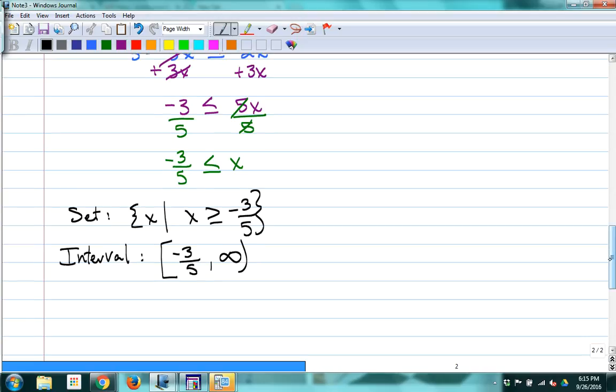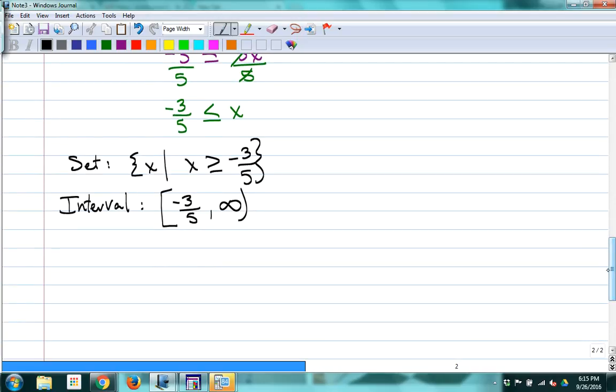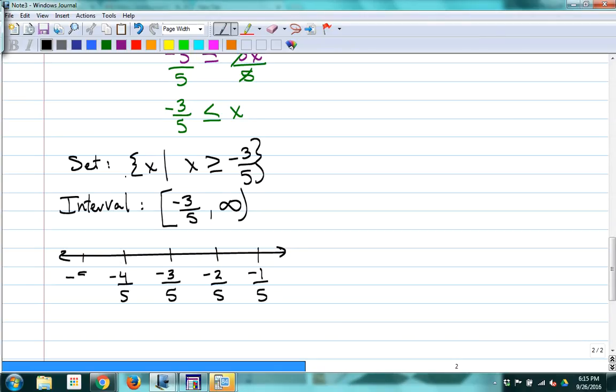And then on the number line, negative 3/5. If I put that in the middle, think about negative 2/5, negative 1/5. I could go negative 4/5, negative 1. All right, and then bracket and go toward positive infinity, which would be to the right.